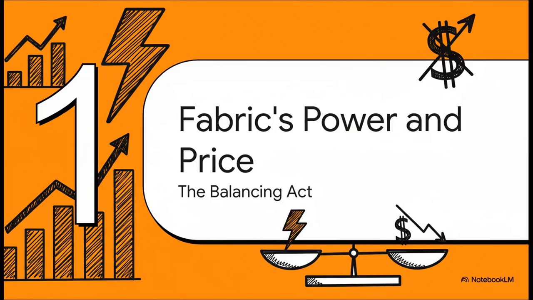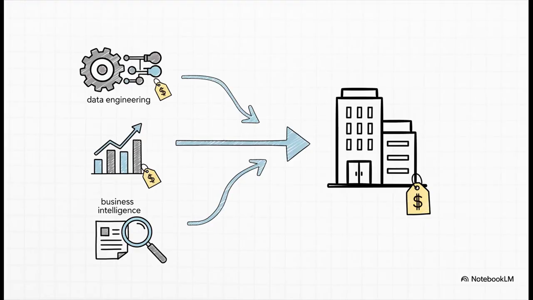First up, let's get into the relationship between Fabric's power and its price, because really, understanding this tension is the absolute key to getting a handle on your spending. So the genius of Fabric is that it puts everything, all your data engineering, your analytics, your BI, all of it under one single roof. But what that means is you're not paying for a dozen separate services anymore. Nope, you are paying for one giant shared pool of resources, and that means you've got to think about your bill in a totally new way.